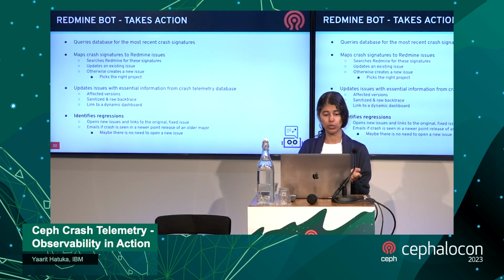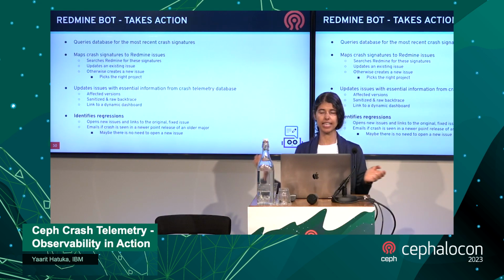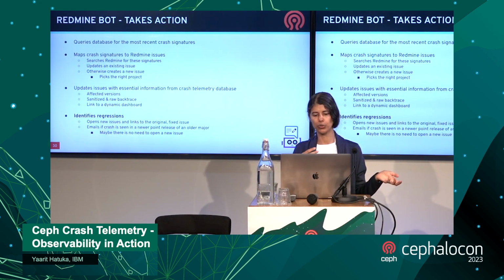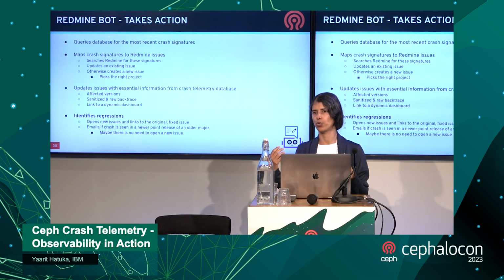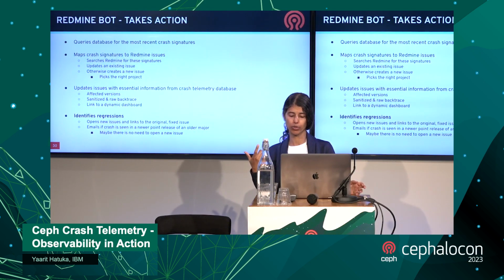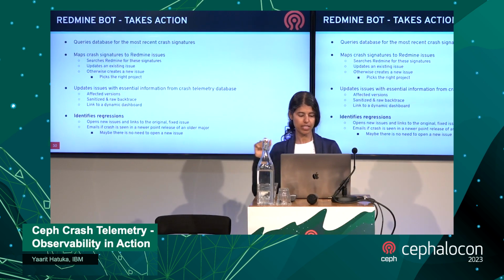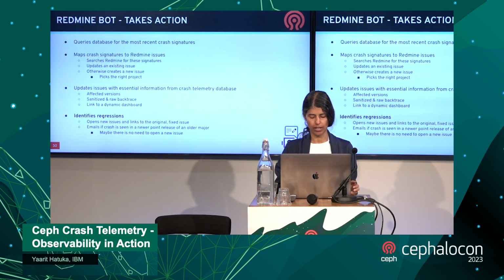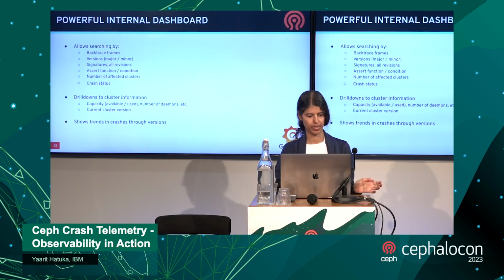The bot also knows how to identify regressions. So for example, let's say that we open an issue and it's fixed, and now we receive new reports in telemetry for the exact same signature, but with a newer version. Then the bot knows to identify it and open a new issue and say, hey, it looks like this ticket was fixed, but we receive new crashes with a newer version. Please take a look.